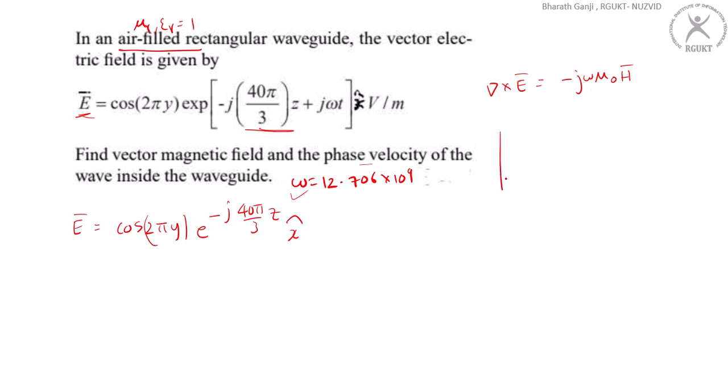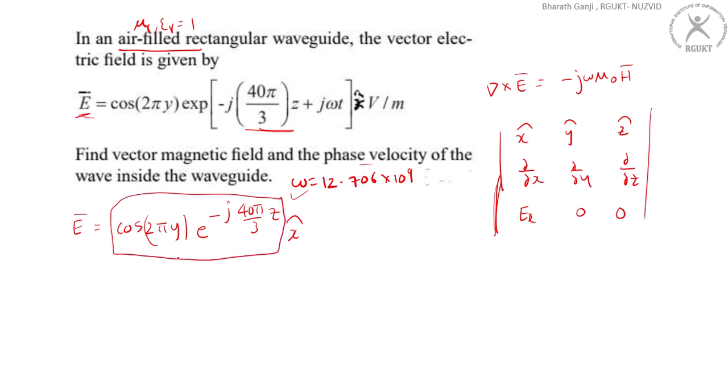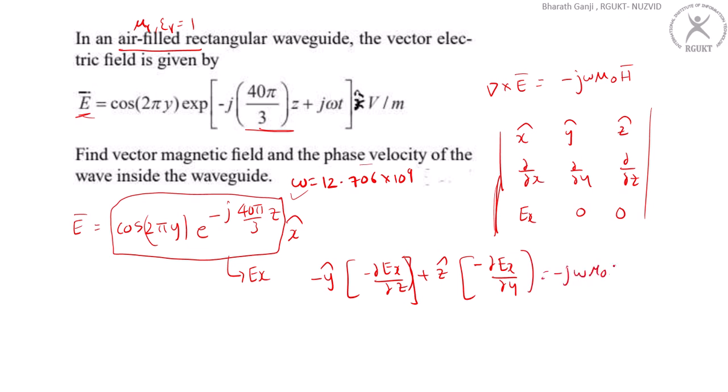I have the value of omega, I know the value of mu naught, so this is a known entity. All you have to do is expand this curl. So you have x cap, y cap and z cap, dou by dou x, dou by dou y and dou by dou z, and the E components. There is only the Ex component, no y and z components. If I expand this curl, I get minus y cap times minus dou Ex by dou z plus z cap times minus dou Ex by dou y, which should be equal to minus j omega mu naught H bar.